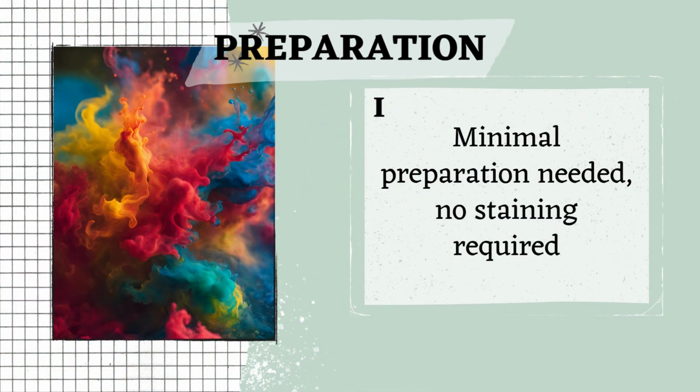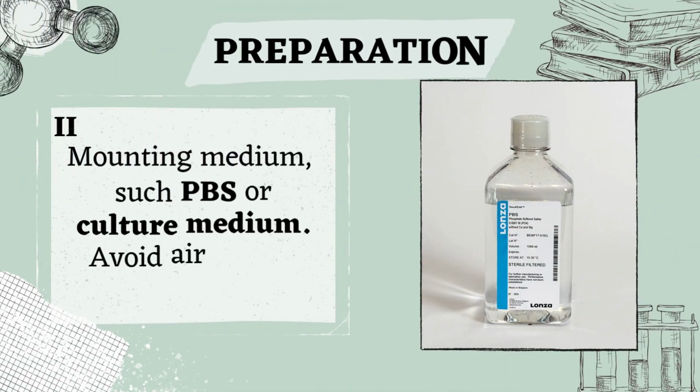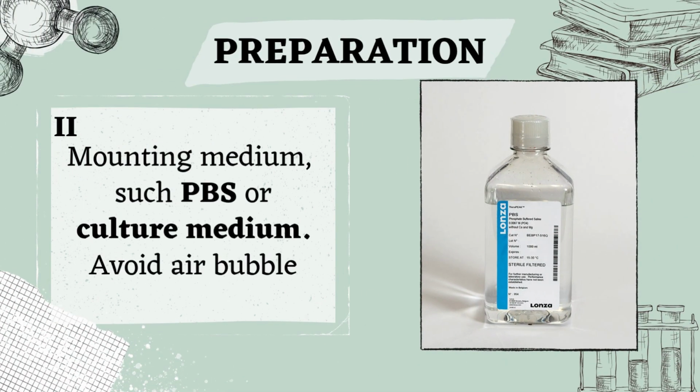There is absolutely no stain needed, due to the fact that phase contrast microscopy works best with unstained living cells, because it enhances differences in refractive index rather than relying on color contrast. On the other hand, a mounting medium is absolutely needed, because the sample should be immersed in a transparent liquid such as PBS or culture medium to allow the light to pass through the specimen without any distortion. At the same time, we must avoid air bubbles to avoid any possibility of creating an artifact.